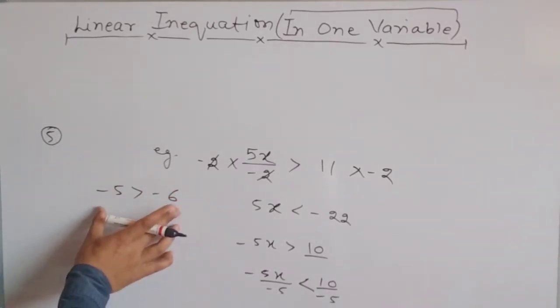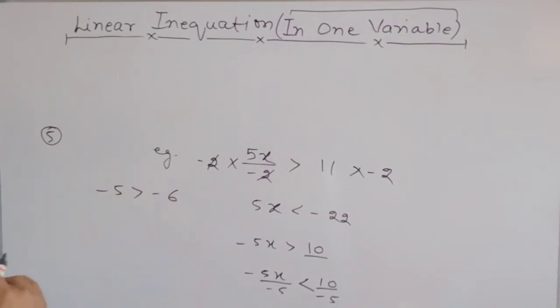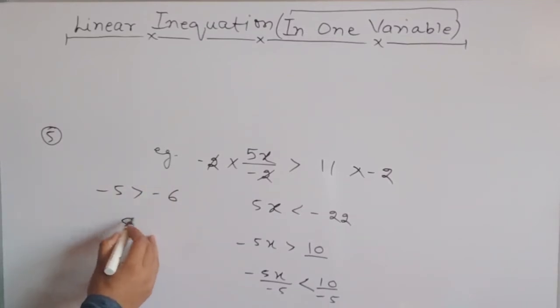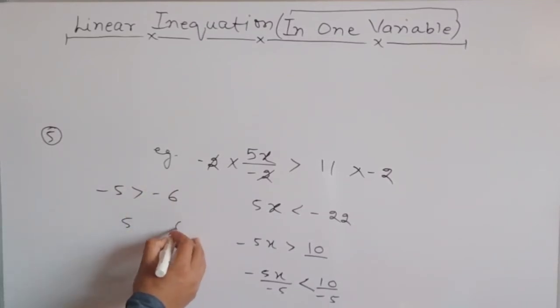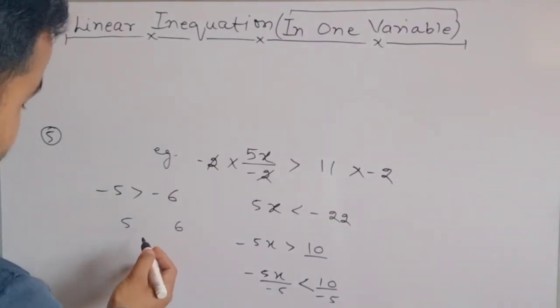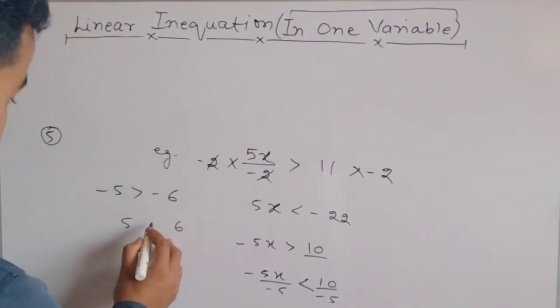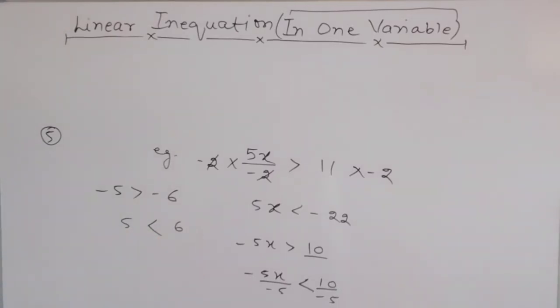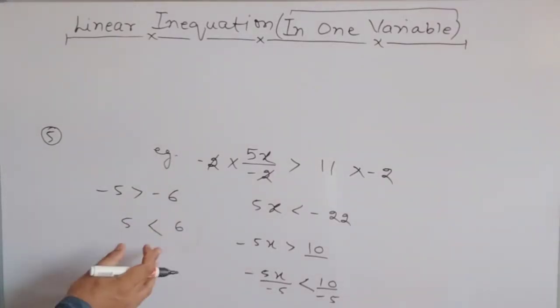But if we change the sign of both sides in this inequality, then this will become positive and this will also become positive. And then what inequality must be placed in between them? It will be 6 is greater than 5, which is 2. Okay, so here the sign of inequality is changed.